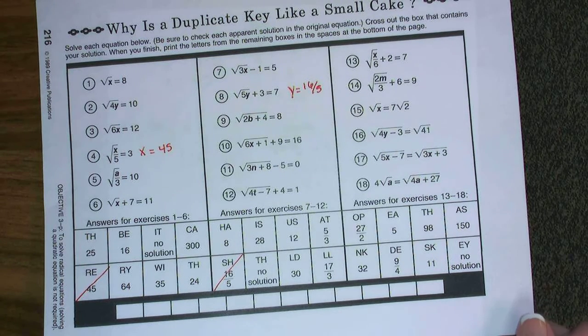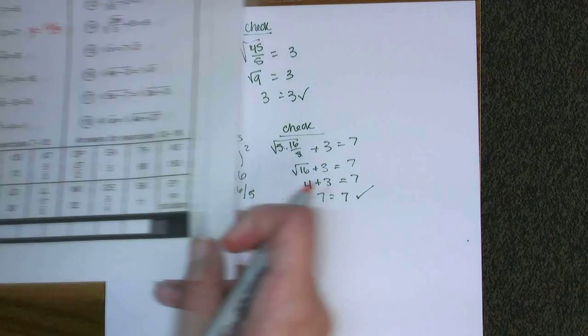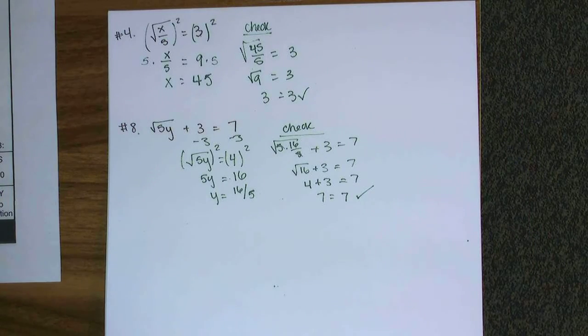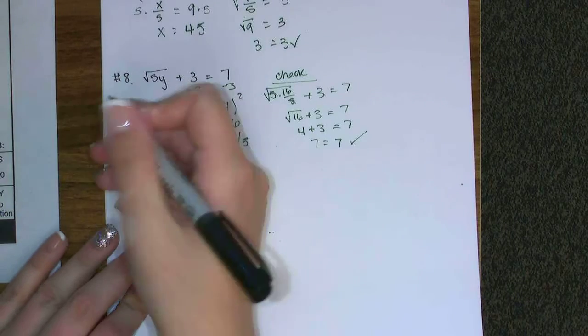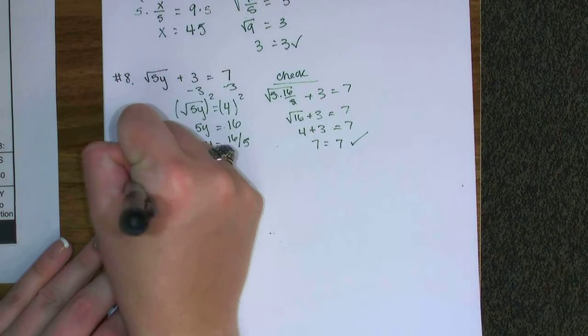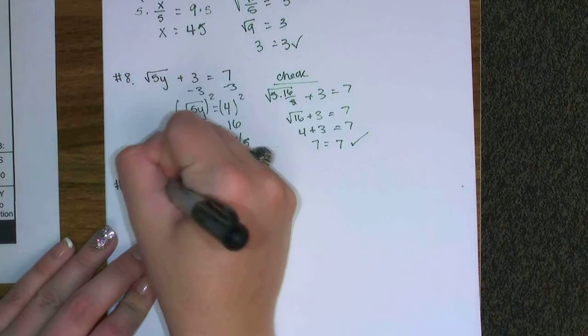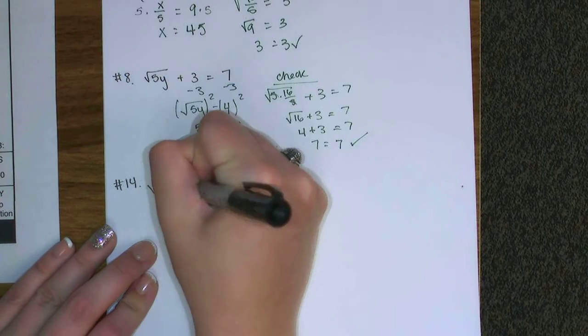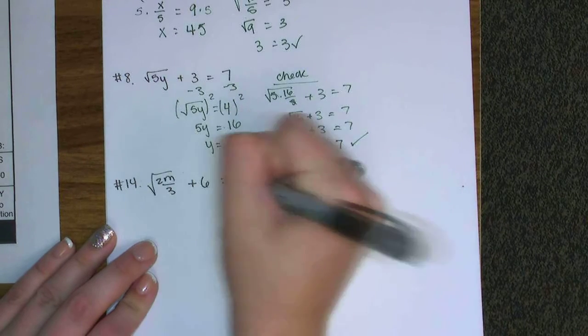Let's go with 14. Looks a little complicated. Actually, I shouldn't say complicated, I should say a little harder. So 14, the square root of 2m over 3 plus 6 is equal to 9.